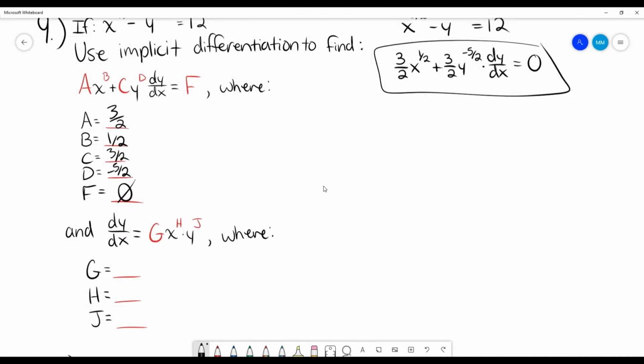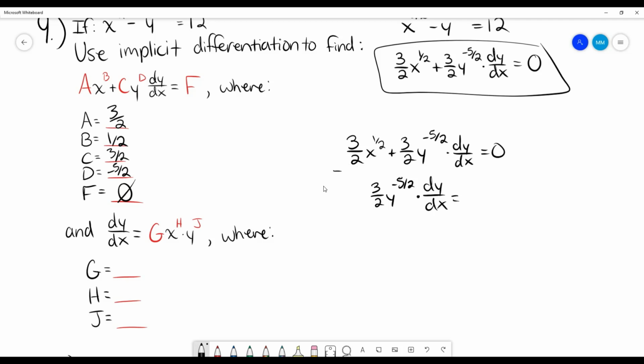Now we're going to take what we just did and figure out what dy dx is. So all we have to do is manipulate this a little bit so that dy dx is on one side, just as if we were solving for y, maybe in our algebra topics. So the easiest way to do this is to make sure we've got dy dx only on one side. So I'm just going to move my x over. I'm going to subtract this from both sides. So now I've got 3 halves y to negative 5 halves times dy dx equals, and since I subtracted this, it's now negative x to the 1/2. All right, and since this is multiplication going on here, if I want to get dy dx by itself, I just have to divide both sides by this.